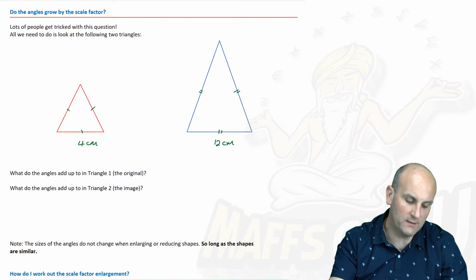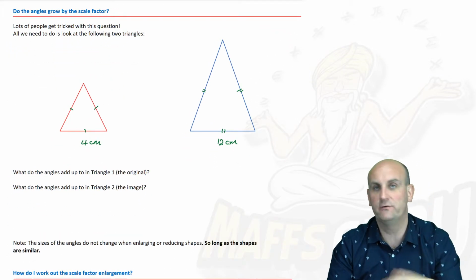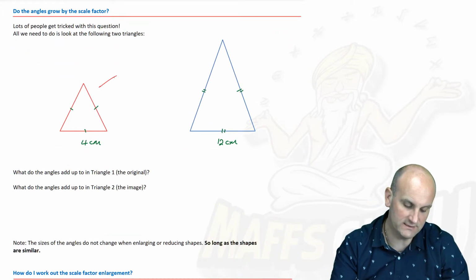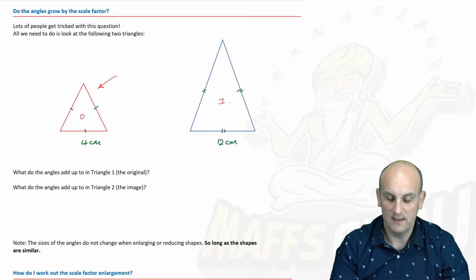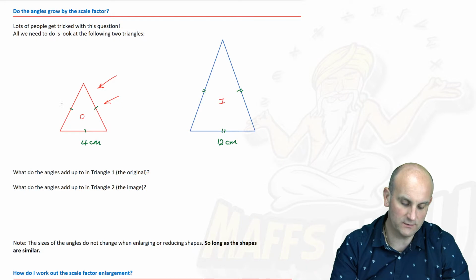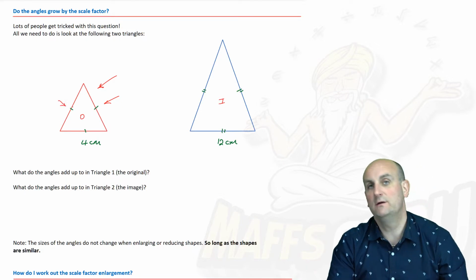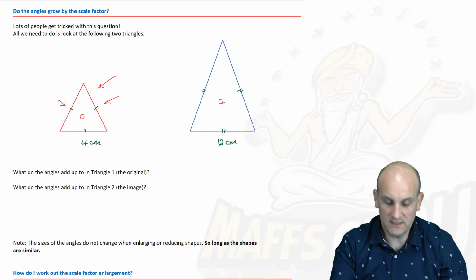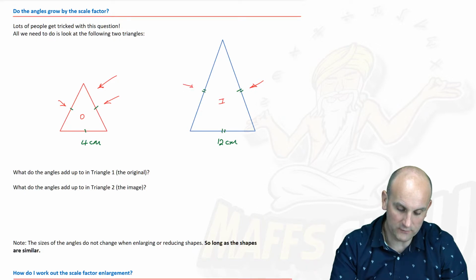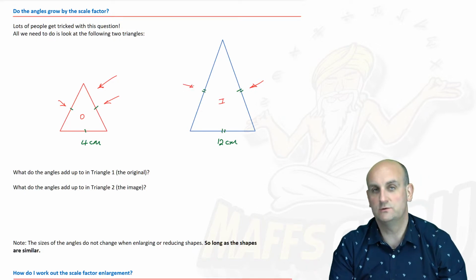So I said a moment ago that I'm going to ask you about the angles inside. Here we go. Here is a shape. This is my original, and here is my image. Now, because we've got these little marks on them, it means the triangle is equilateral. And because I've got the same little double marks here, this triangle is also equilateral.